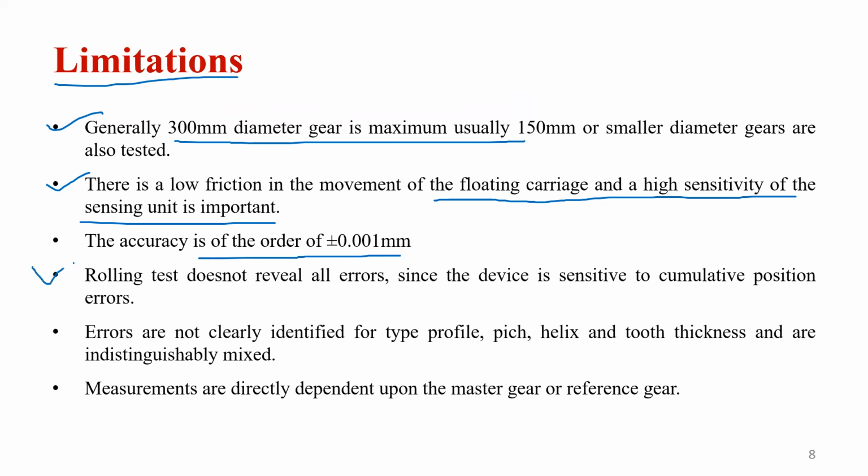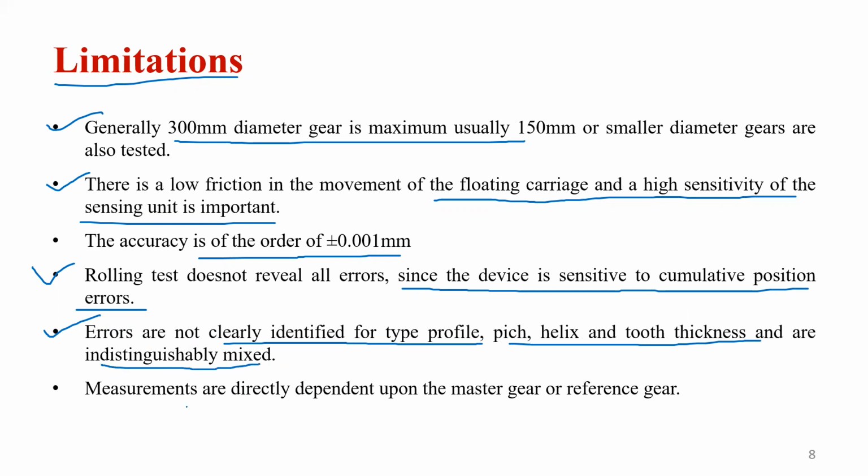Another important limitation is that the rolling test does not reveal all errors. The device is sensitive to cumulative position errors, so it gives only the combined error. It will not clearly reveal all the different errors: profile, pitch, helix, and tooth thickness. These are mixed, and you cannot distinguish them separately.